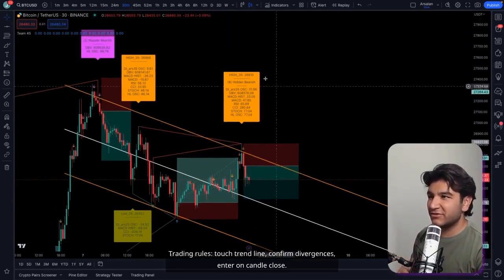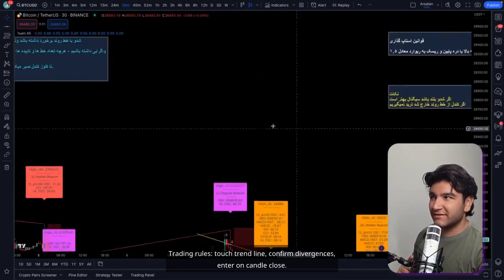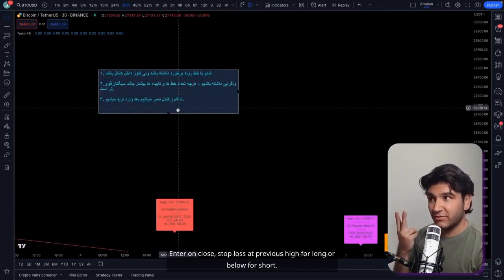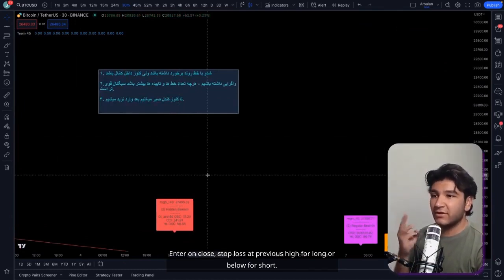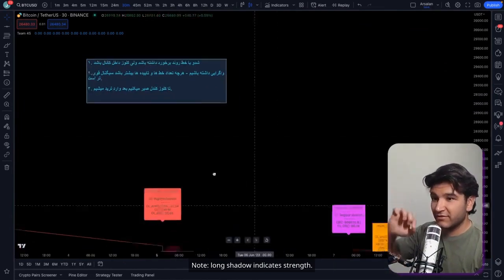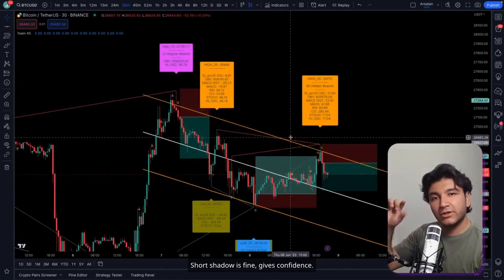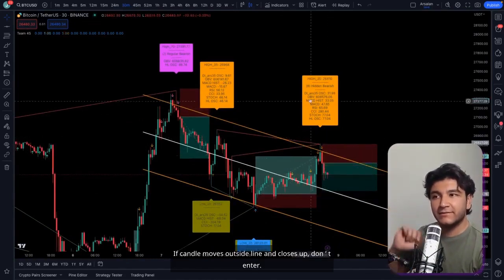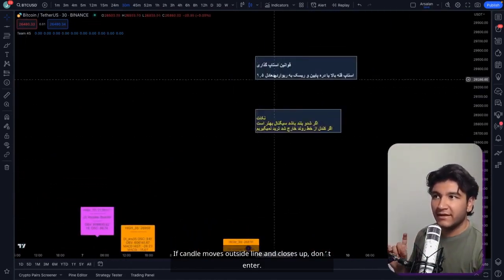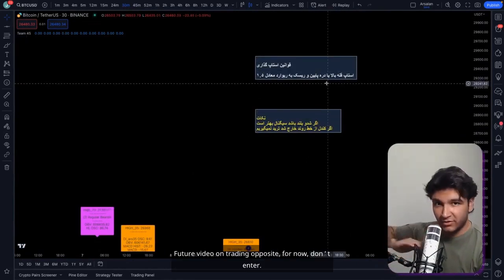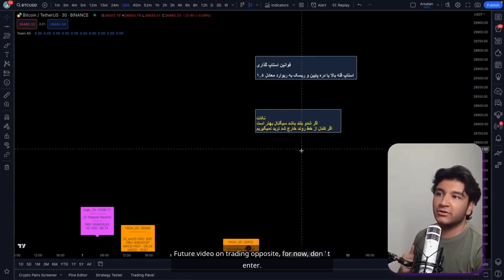Trading rules: touch the trend line, confirm divergences, enter on candle close. Enter on close, with the stop loss at the previous high for a long or below for a short. A long shadow indicates strength. If the candle moves outside the line and closes up, don't enter. It indicates opposite strength. There will be a future video on trading the opposite. For now, don't enter.